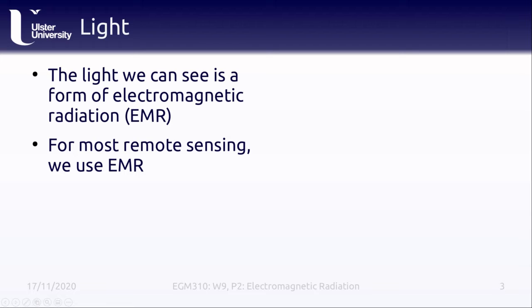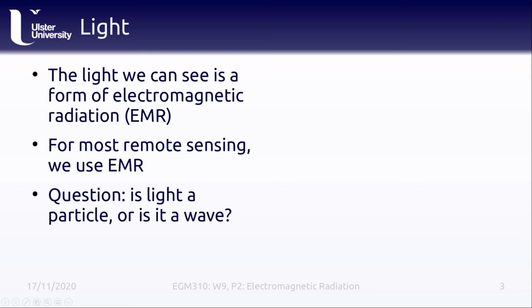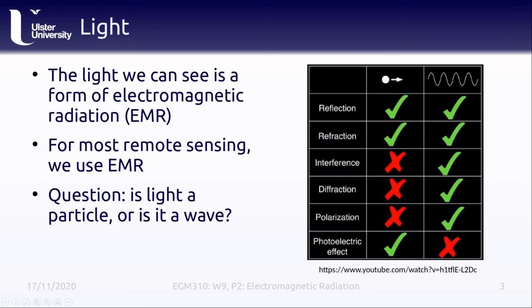Over time, physicists developed two main theories for how light behaved: the particle model and the wave model, based on the different phenomena or properties that they observed. So, is light a particle or is it a wave? The table to the right here lists the different properties and indicates which of the two models can be used to explain each one. Both models can explain reflection and refraction, but only the wave model can explain the properties of interference, diffraction, and polarization.